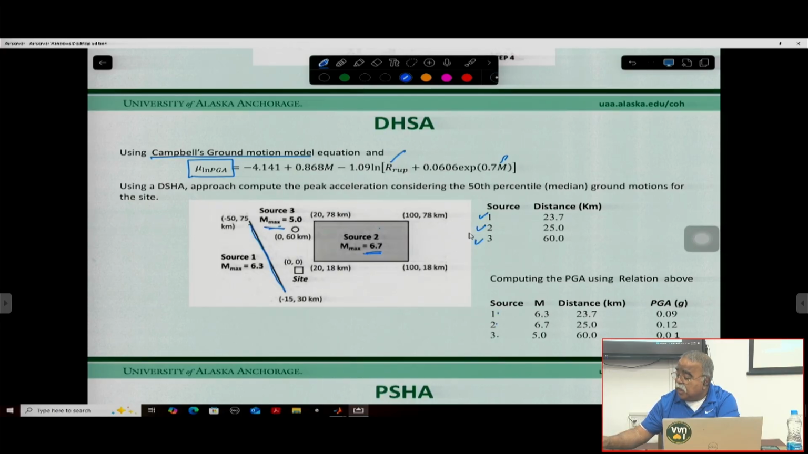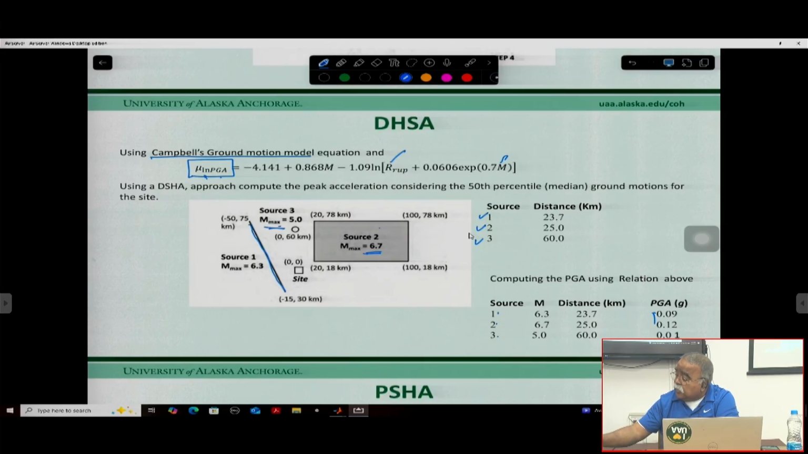These are the three magnitudes: 6.3, 6.7, and 5.0. So this is basically all the magnitude values. The distance value is already given, and if you know magnitude and distance, you can calculate mu ln PGA. That PGA you calculate from the Campbell's relation.